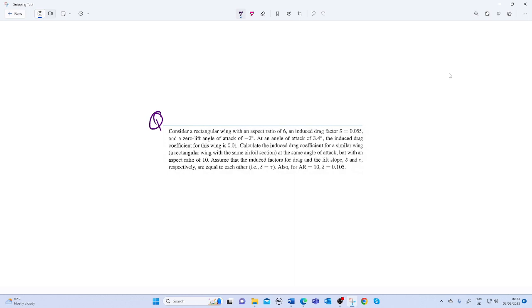Assume the induced factor for the drag and the lift slope, delta and tau, respectively, are equal to each other, that is, delta equals tau. Also, for the aspect ratio equals 10, the delta equals 0.105.